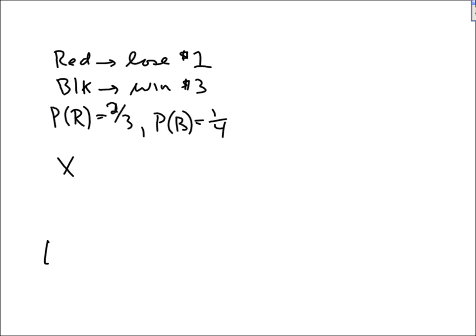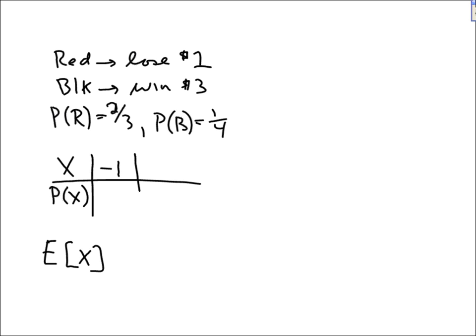So, they ask for expected values. You need to figure out all the x's times the probabilities and add them up. If you play this game one time, you can either lose $1 or you can win $3. The probability that you lose $1, that means red came up, is 2/3. 2 out of 3 times you will lose $1.